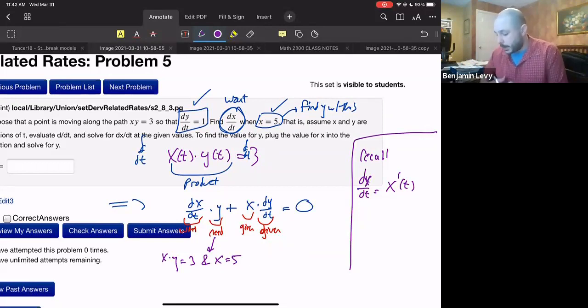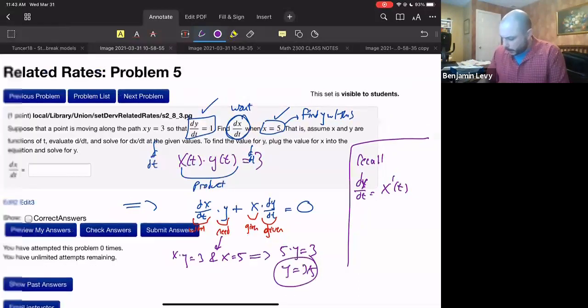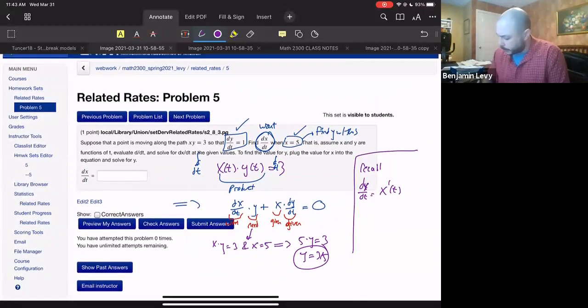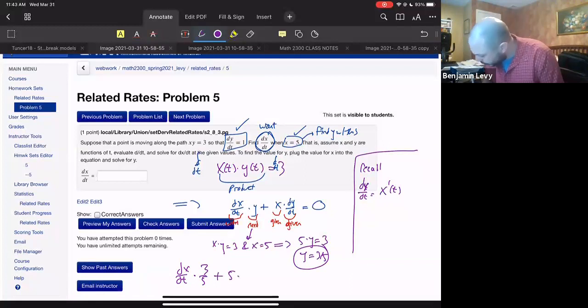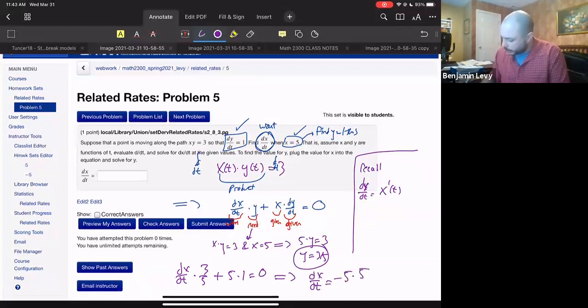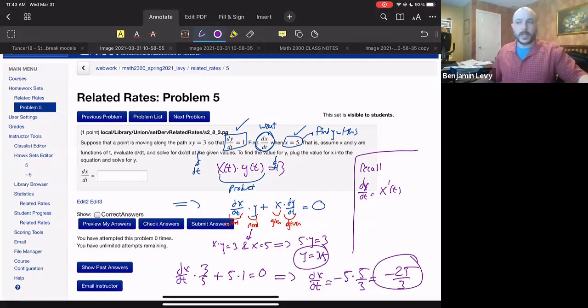And so we have the setup, we have all the things we need except for y. We know x times y is 3 and x is 5. And so that means 5 times y is 3, so y is 3/5, right? We can just plug that into the formula, find the thing we need. So what we have is dx/dt, which we want to figure out, times 3/5 plus 5 times dy/dt, which is 1, equals 0. Easy enough to figure out what dx/dt is. Just subtract the 5 and multiply by 5/3. So we'll have minus 5 times 5/3, which is minus 25/3. How's that look? Is that what you guys got for this one? I hadn't done that ahead of time, so you can check my work or see if you got the same thing.